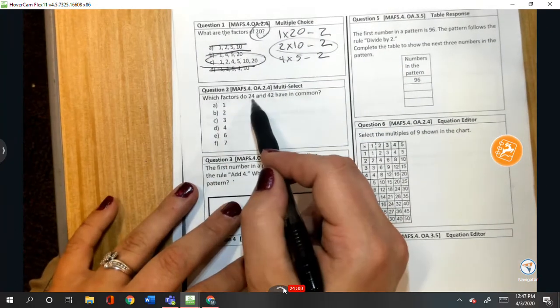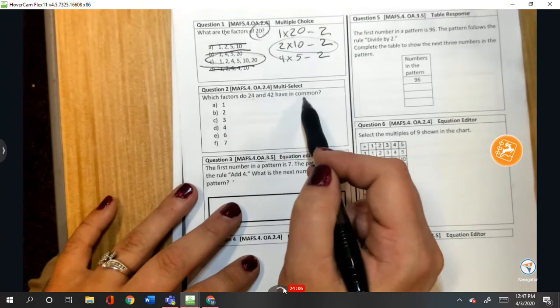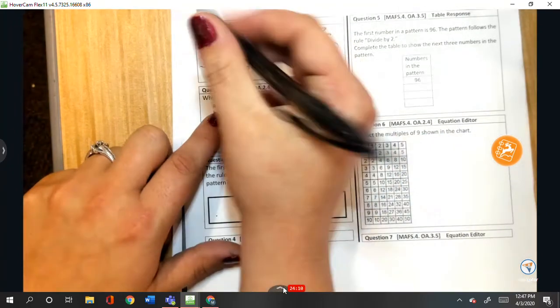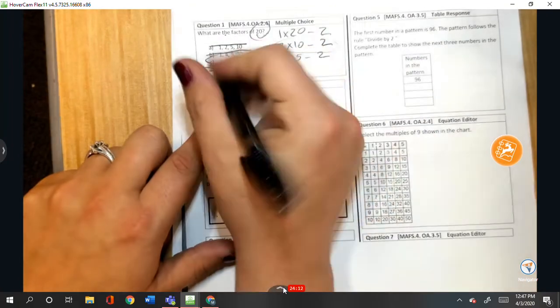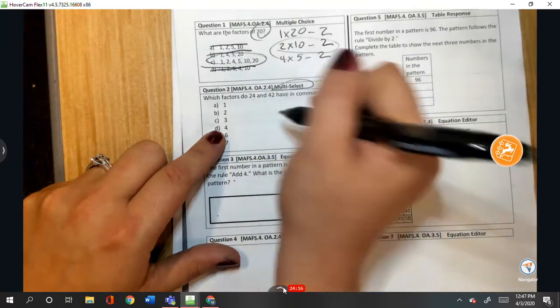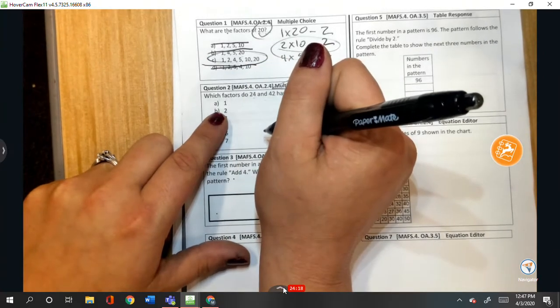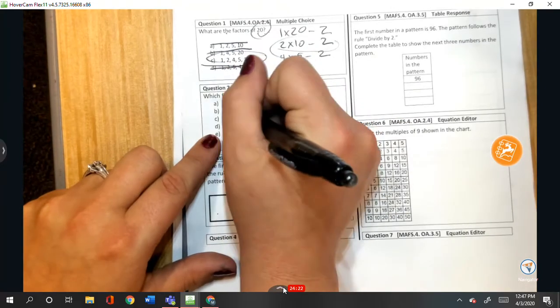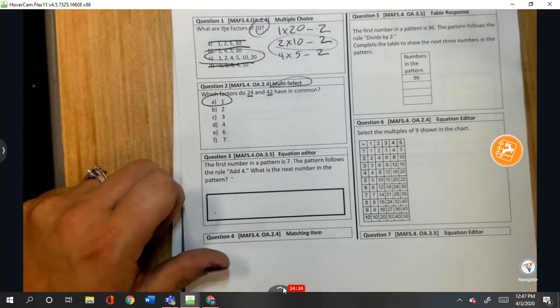Which factors do 24 and 42 have in common? Well, they're going to be 1. And see how it says multi-select? That means it's going to be more than one answer. All factors, or all multiples, have 1 as a factor. Every number multiplied by 1 is itself. So 1 is a factor of all numbers.